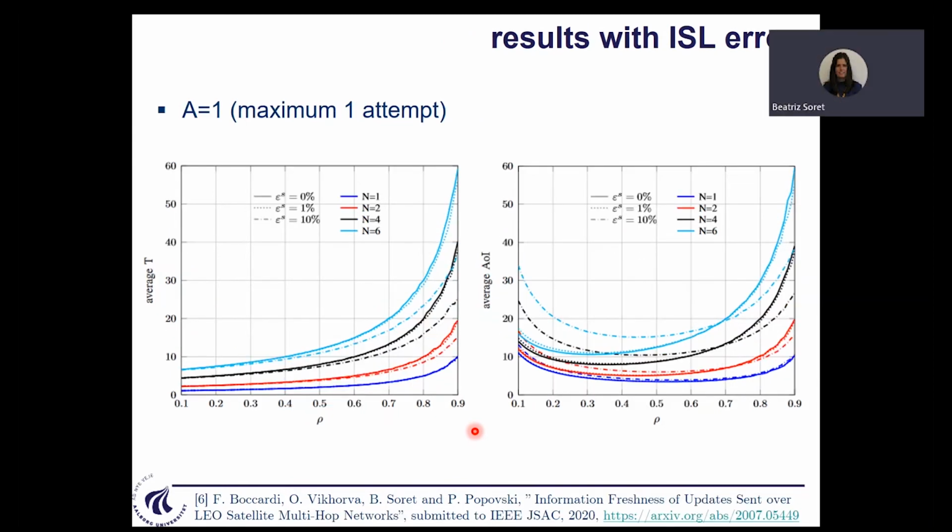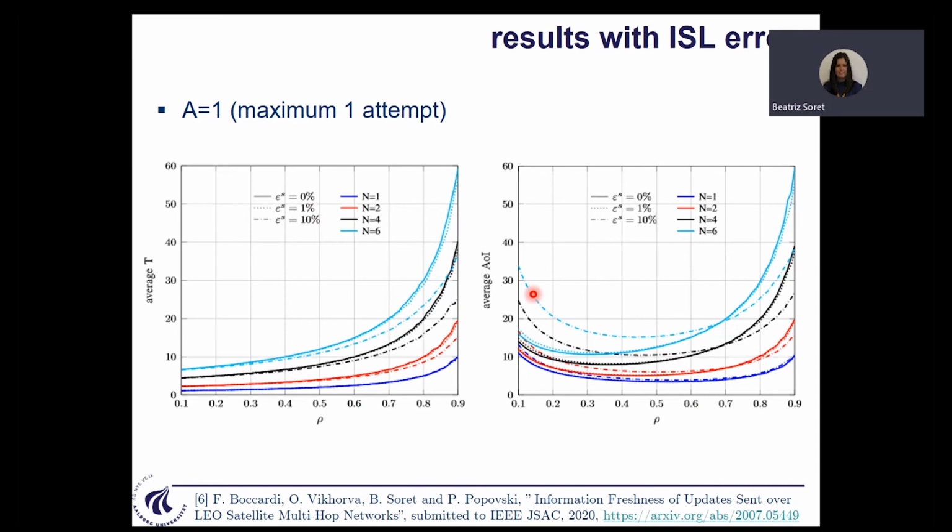The other interesting thing to look at was the errors. Here we can see on the left, again, the system time, and on the right is the age. And we have different values of epsilon, which is the average error rate at each satellite. What is interesting is if you look at the age on the right, that, for example, when you increase epsilon a lot, like 10%, which is a very high number, but it is to show what the trade-offs are here.